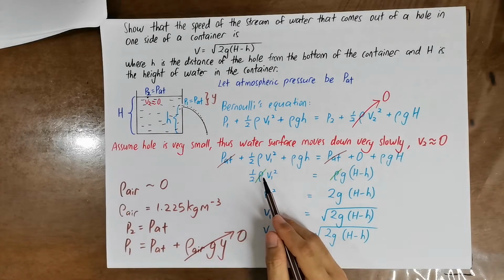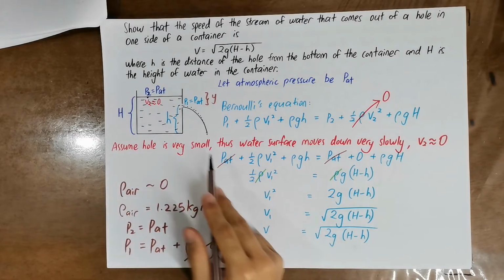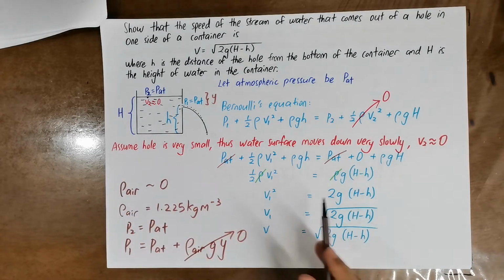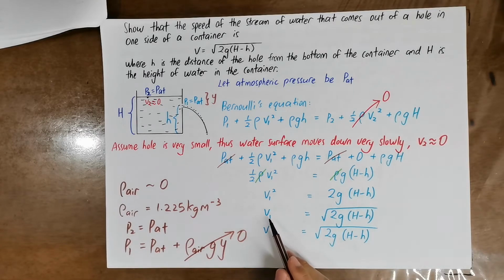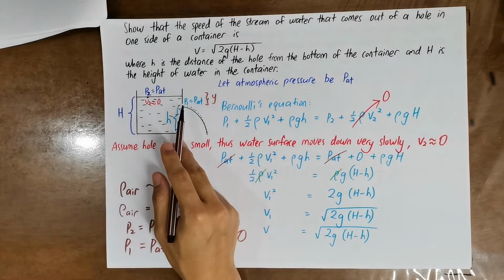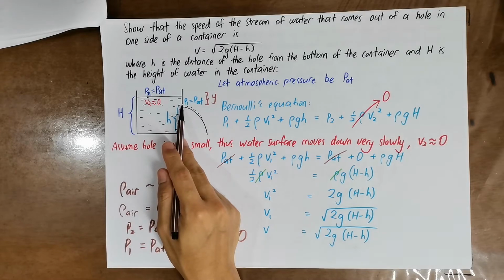This rho is the density of water. Then finally, you already know the horizontal velocity of the stream of water when it comes out of the hole at this point.